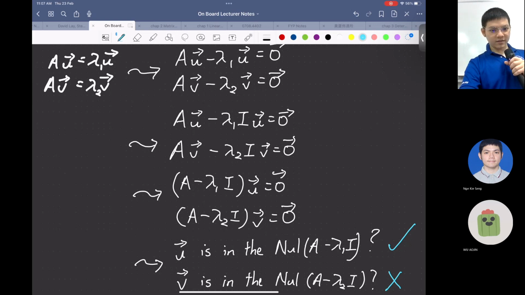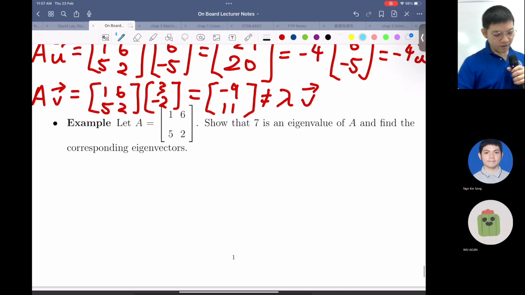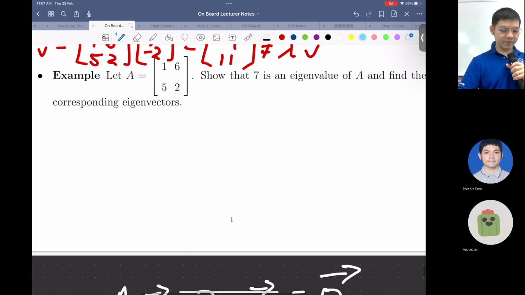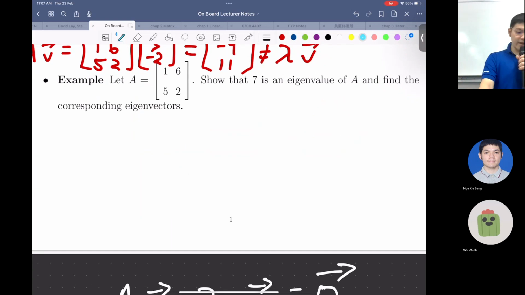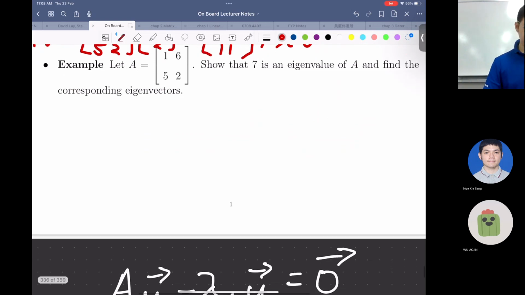But we will come back to this formulation again. So next question. Let's look at this question here. Let's have the same matrix again. Show that 7 is an eigenvalue of A, and then find the corresponding eigenvectors. If you want to show that 7 is an eigenvalue of A, what does it mean?